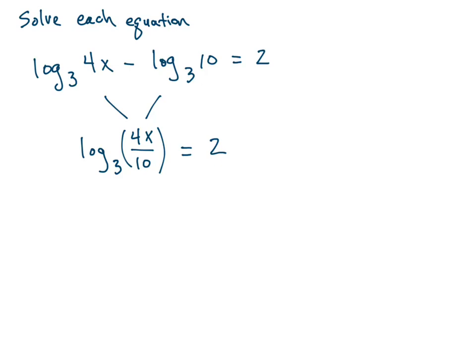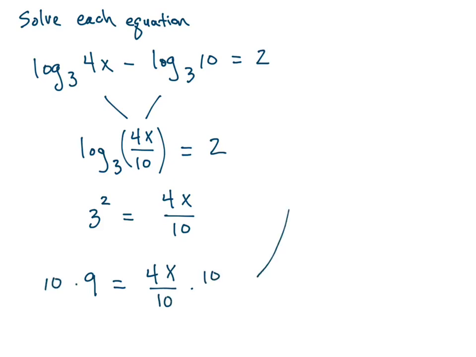Once you do that, just convert that to exponents. So the base is 3, so it would be 3 to the second power equals the 4x over 10, or that inside component. So from there, just solve it algebraically however you have to. So it looks like 3 squared is 9 equals 4x over 10, and then I would multiply both sides by 10 to get rid of my fraction. And then 90 equals 4x. I'll just divide both sides by 4, throw that on my calculator, and then I'll get 22.5.